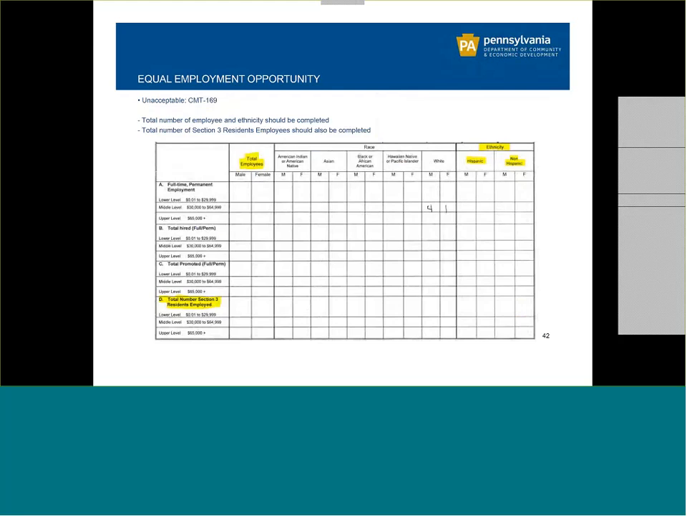Okay, and the unacceptable example for the CMT 169, as you see, we don't have any total employees, so we don't know what universe. I guess the assumption is that there's 5, but we don't know that for sure. We have no ethnicity again, and the Section 3 is not there. So, we do need to pay attention to that.